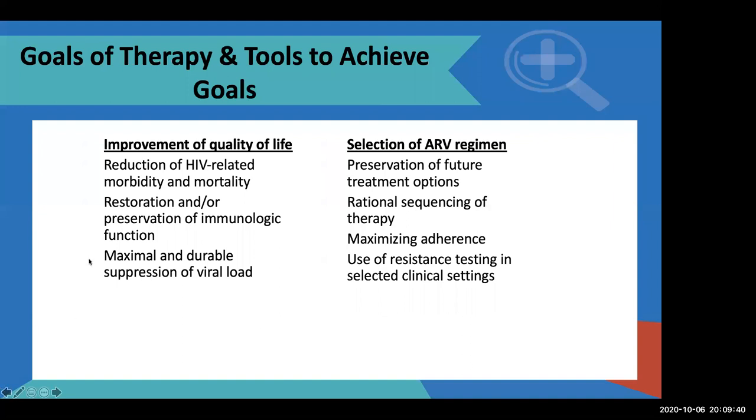The other key thing is that we want to restore and preserve the immunologic function. Restoration is easier because usually here we will be talking about the number of CD4 cells. So if someone was initiated at a CD4 count of 2 and they get to 500, we tend to be happy. But preservation in terms of the function and the quality of the immune system is determined by the timing of ART initiation. That's why today we talk about universal test and treat.